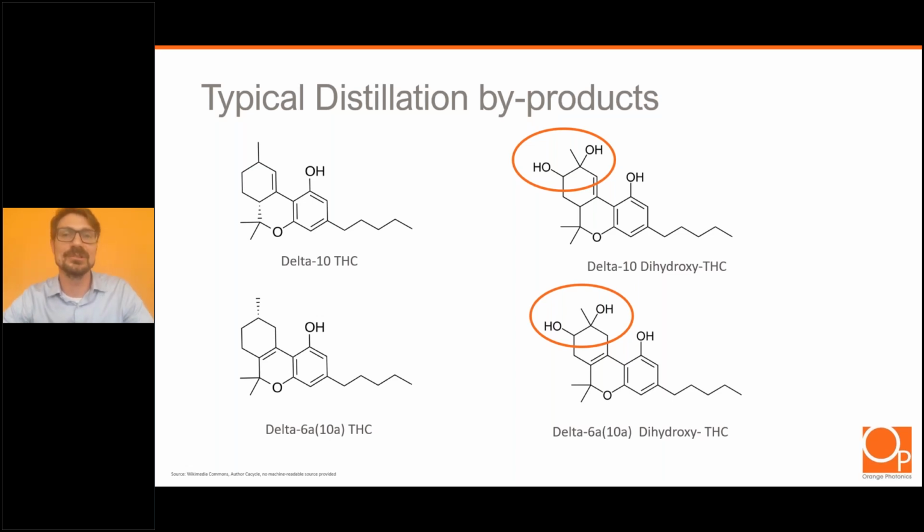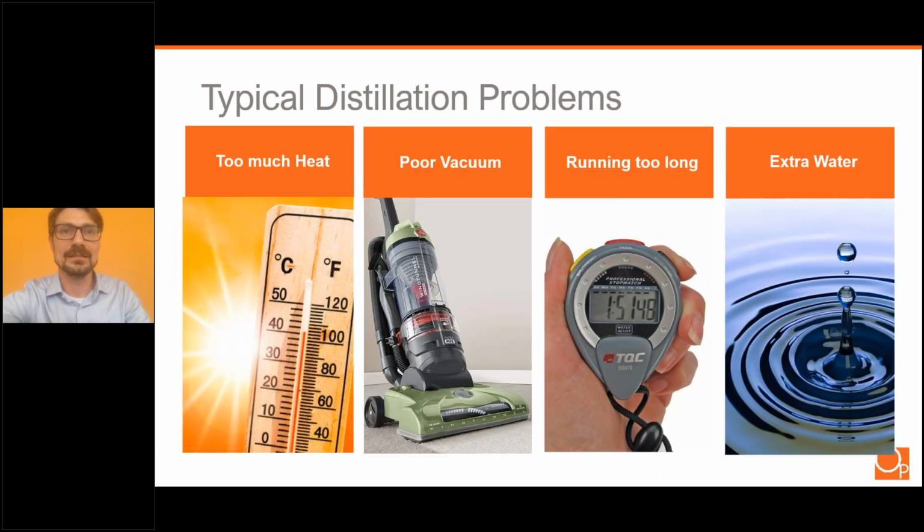So that's often why people use Delta-10 THC to refer to a few of these cannabinoids and degradation products. But the important thing here is that many of these degradation products all mean kind of the same thing, and that is that something is likely going wrong in your distillation process. And let's talk a little bit about what can be done about that and why it's happening.